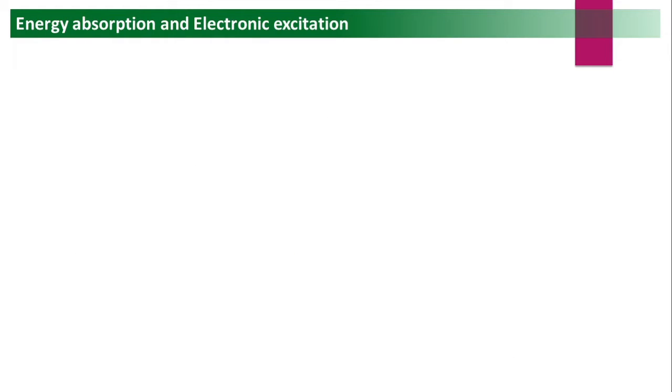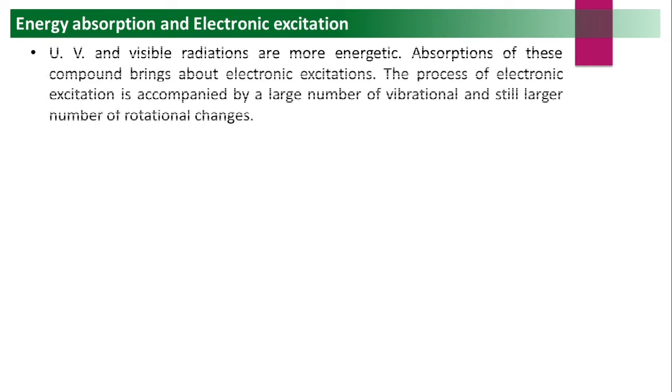Now we'll see energy absorption and electronic excitations. UV and visible radiations are more energetic. Wavelength is small, energy is more. The absorption by this compound brings about electronic excitations, and the process of electronic excitation is accompanied by a large number of vibrational and still larger number of rotational changes. So in UV visible spectroscopy, the compound absorbs the UV visible radiations. Those are very energetic. So what will happen? Electrons are excited from the ground level to a higher, excited level. So there will be electronic excitations.